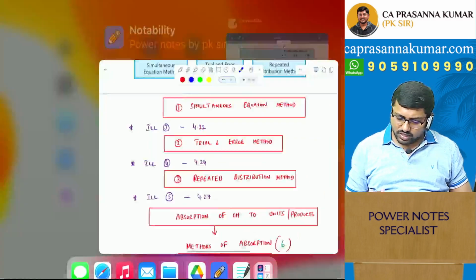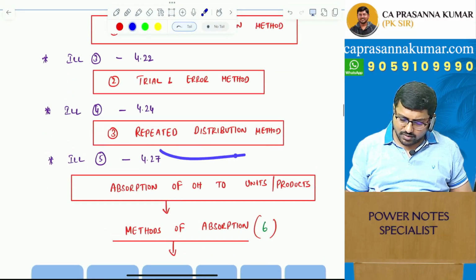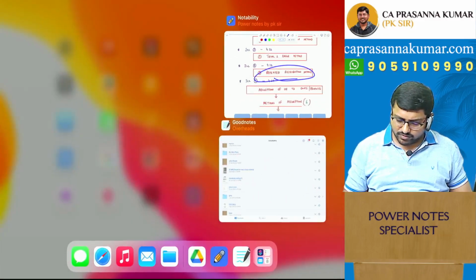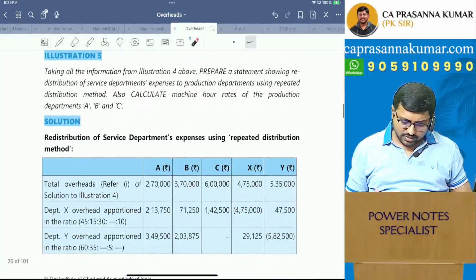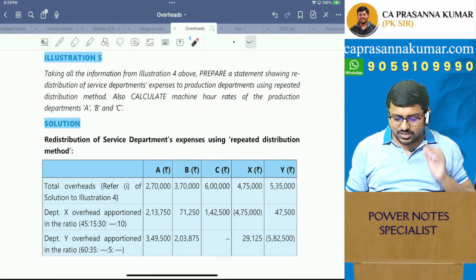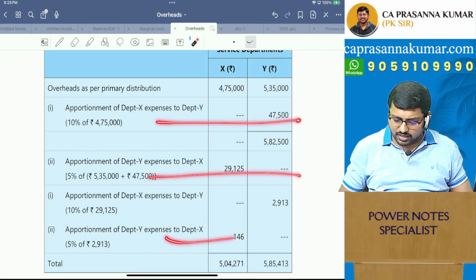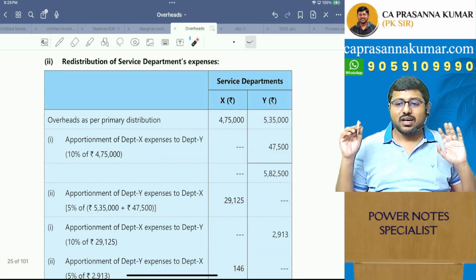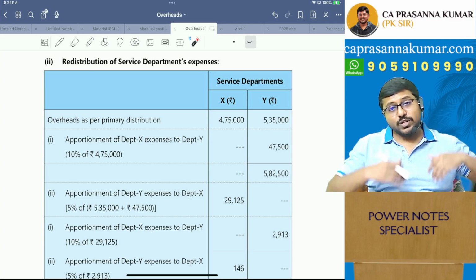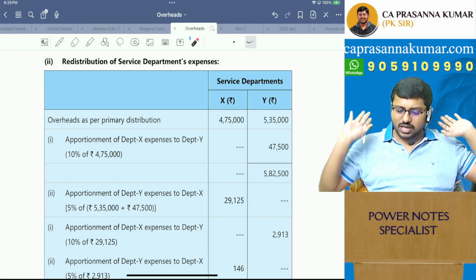Okay, now moving on to the last one. What is the last one you have got? Repeated distribution method. Okay, illustration 5. Now let's go to repeated distribution method. Now this is nothing but similar to the trial and error method. In trial and error method, you are doing this repeatedly only for service departments. In repeated redistribution method, you will do it for production departments as well. That's the only difference.